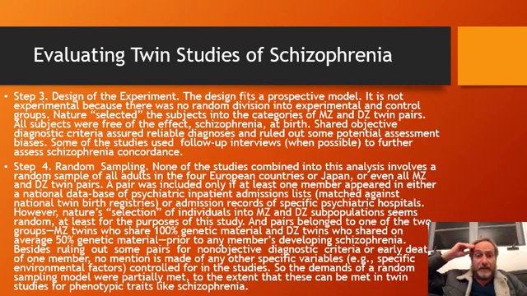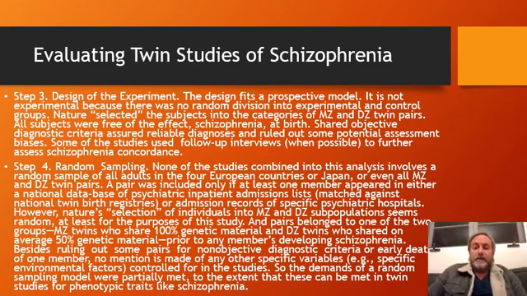Okay, so step three, the design of the experiment. Here you just pick out what sort of design we're dealing with. Is this a randomized experimental model or is this something else? This one's clearly a prospective model. We've been talking about this, right? It's not experimental because there's no random division into experimental and control.